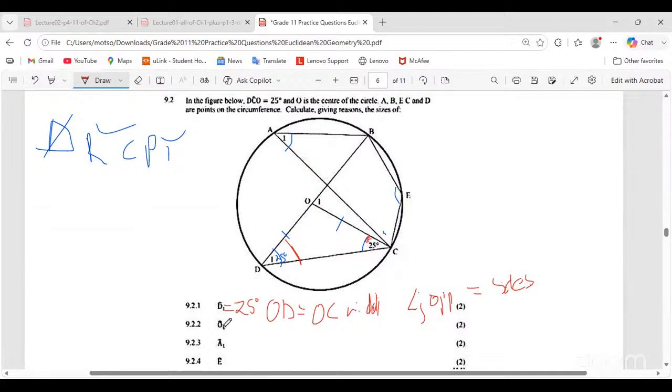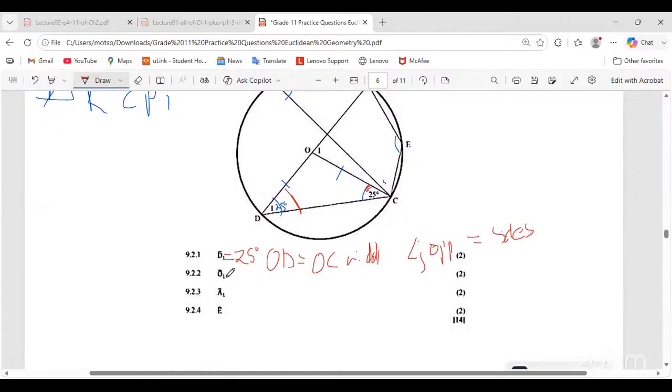Now we will go for the next question, which says we need to calculate the size of angle O1. Angle O1 is the one we can see at the center of this circle. Now we have that angle at the circumference. By theorem 2, the angle at the center is exactly 2 times the angle at the circumference. Now angle O1 will be equal to 50 degrees. Why? Because the angle at the center is 2 times the angle at the circumference.